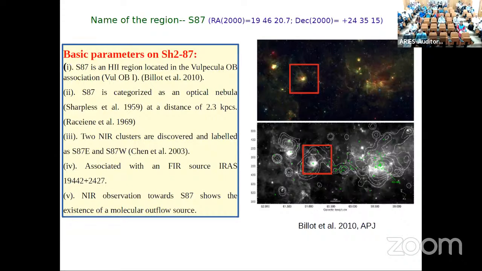So this is my target region, Sh2-87 or Sh 87. This is a 19 hours object, and it belongs to the OB association. We can see that two other HII regions are also present: this is Sh2-89 and this is Sh2-86, and our target is Sh2-87. This region is situated at a distance of 2.3 kiloparsec, and it is not well studied. One IRAS source is also associated with this region.